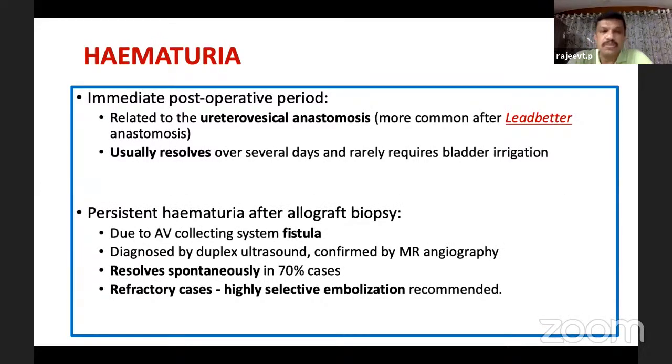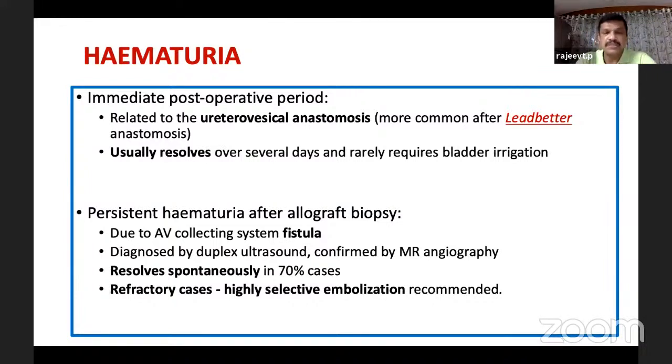First, coming to the most common problem, hematuria. It can occur in the immediate postoperative period. It is usually related to the ureterovesical anastomosis, and it has been found that this is commonly seen after the Ledbetter type of anastomosis. This hematuria usually resolves over several days, and it rarely requires any irrigation or other active interventions.